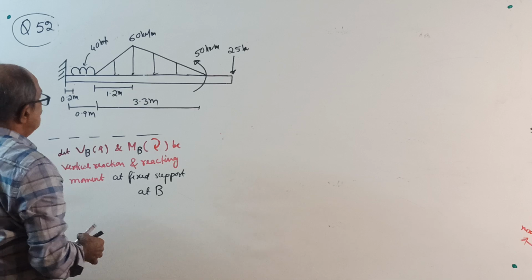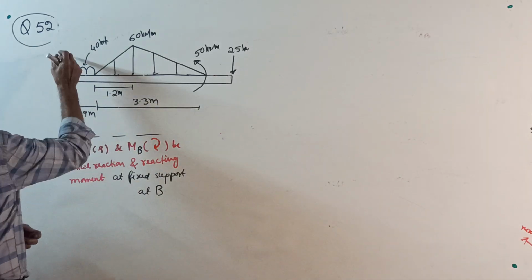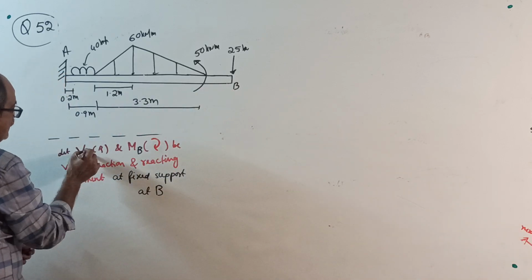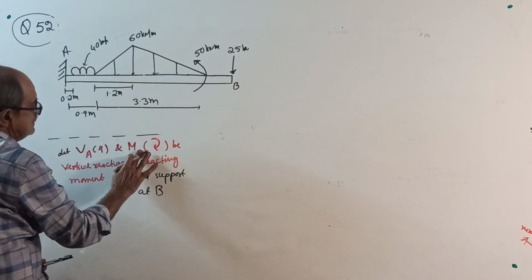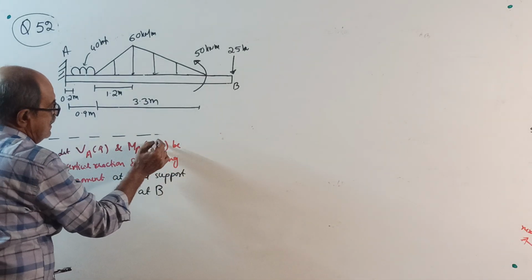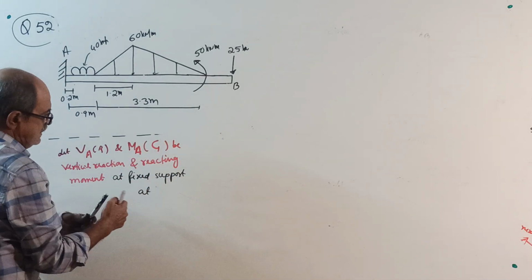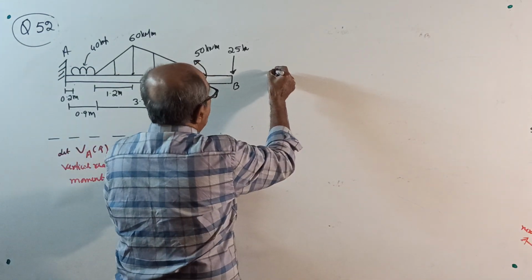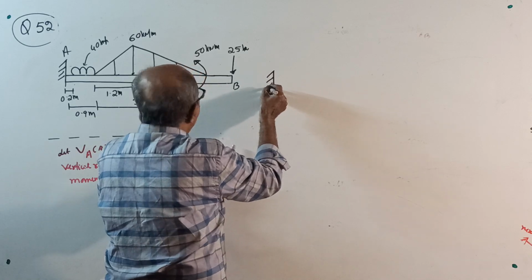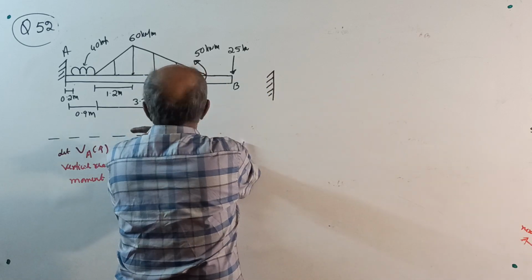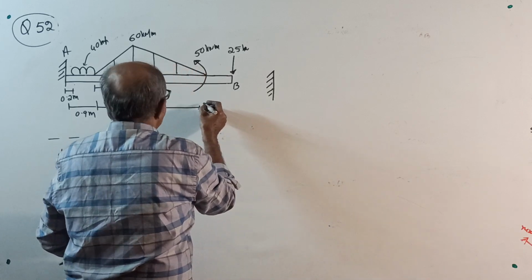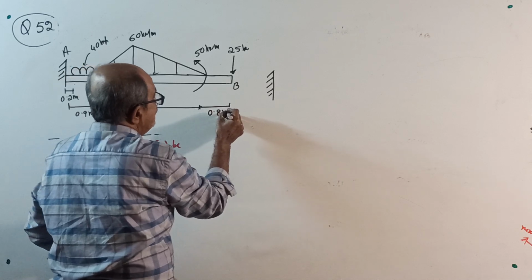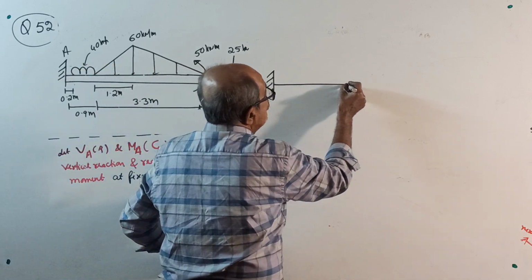Over. So let the fixed support be at A, and this is P. Let VA be upwards and MA anti-clockwise be the reactions at the fixed support A. Now write a neat sketch. This distance is given in the question, 0.8 meter. So let's say the beam here, to understand correctly.